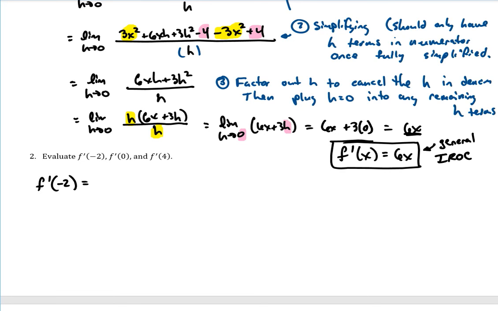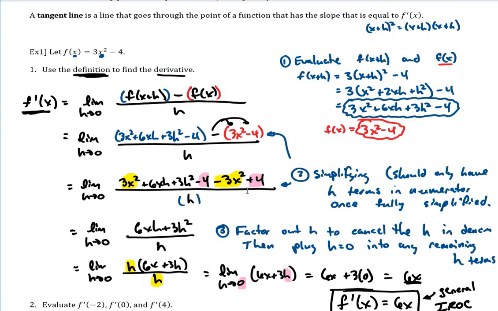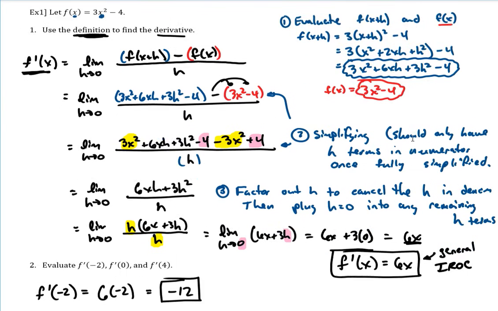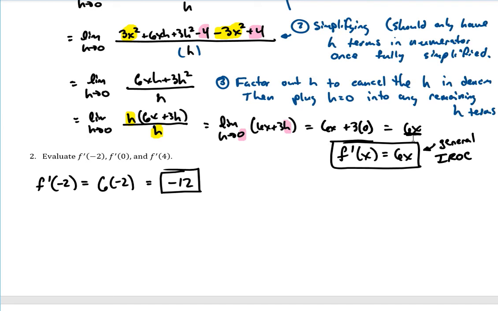I have f prime of negative 2, which is 6 times negative 2, which is negative 12. That's it. What this represents is the instantaneous rate of change for our equation at x equals negative 2. We'll graph this and I'll show what it is visually, but let's get these other ones. So that one's done. Let's get f prime of 0, which is 6 times 0, which is 0. That one's done.